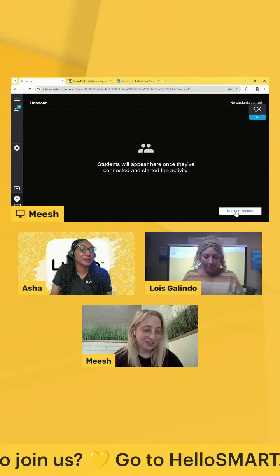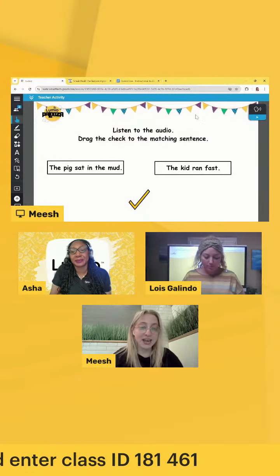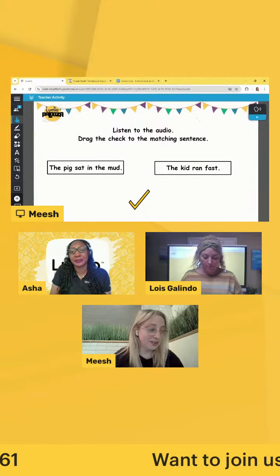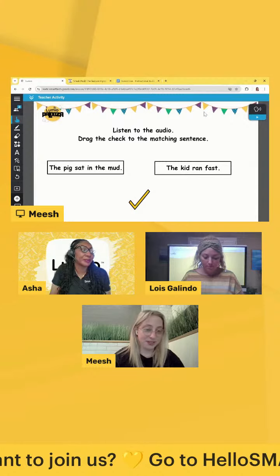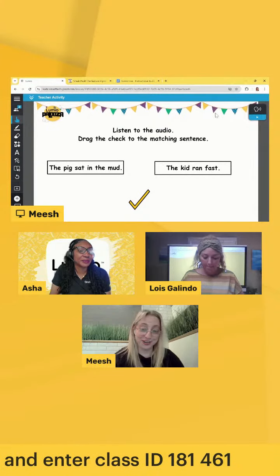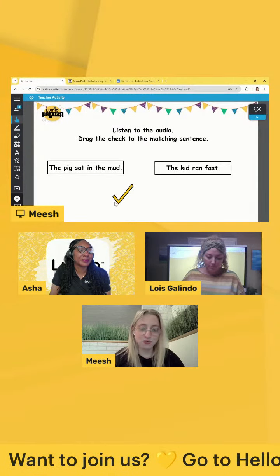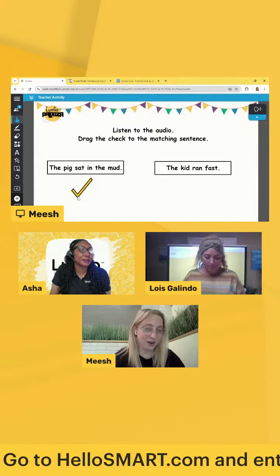Same concept here. So one of them was a puzzle, so they had the visual with the words. Now we've taken the visual away, and now they just are listening to me read the sentence. The sentence that I'm reading in the instructional audio here is the pig sat in the mud. They follow along as I read, and then they drag the check mark to the sentence that they heard.